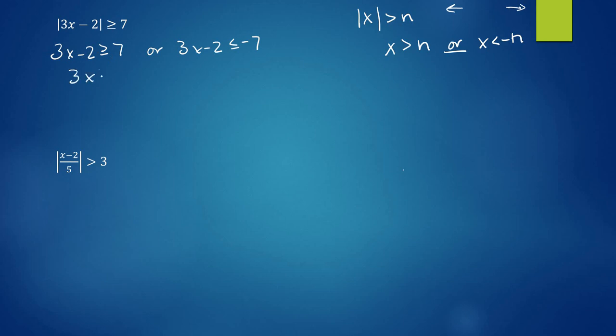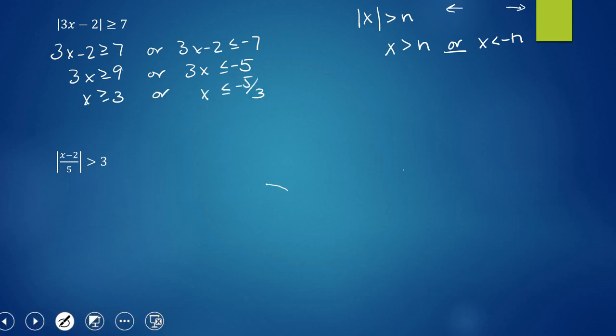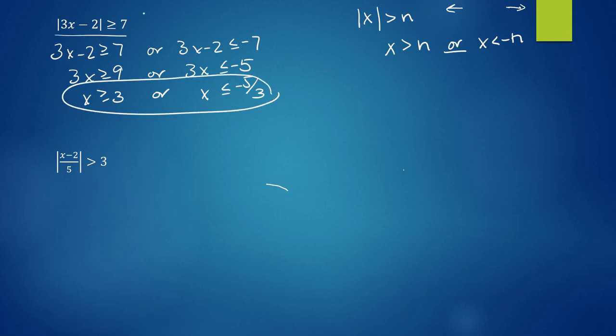Add 2 to both sides. Divide by 3. Add 2. And divide by 3. Okay, so that's my two-part solution to my absolute value. Remember what I said, every absolute value is a shortcut way of writing a two-part problem. Okay, so see if you can set up the next one on your own. Again, we're using the greater than model. So pause the video, try to set it up, and then check in and see if you did it right.